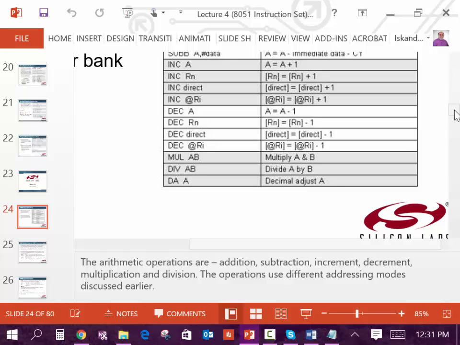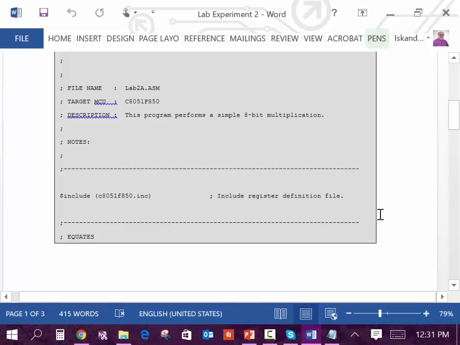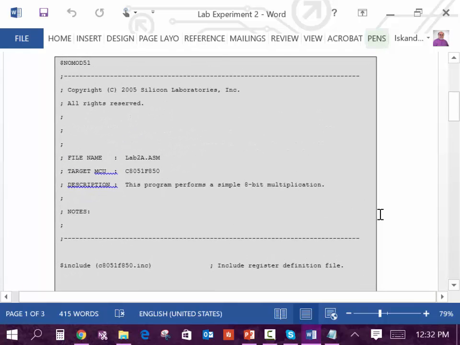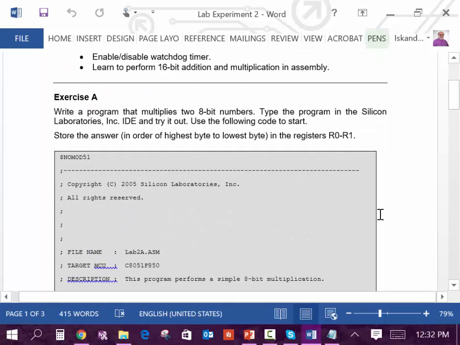And so the first part of the lab is we just multiply, performing a simple 8-bit multiplication. Store the answers in registers R0 and R1. R0 contains the high order byte. R1 will contain the low order byte. This doesn't tell us where to put our two numbers we want to multiply.